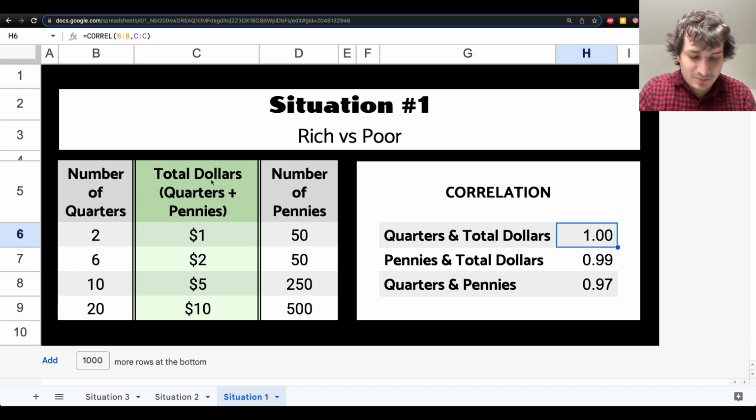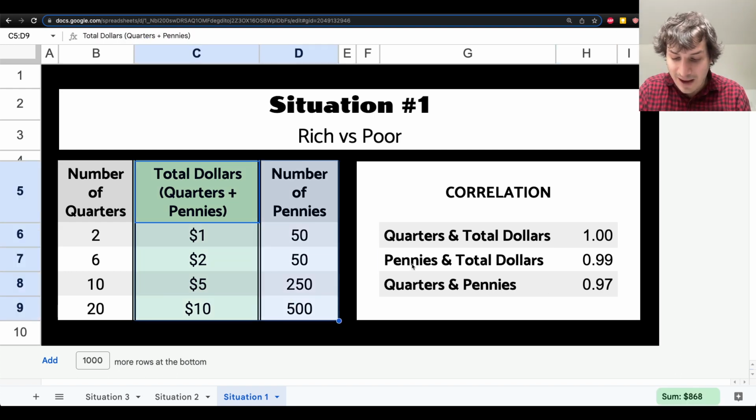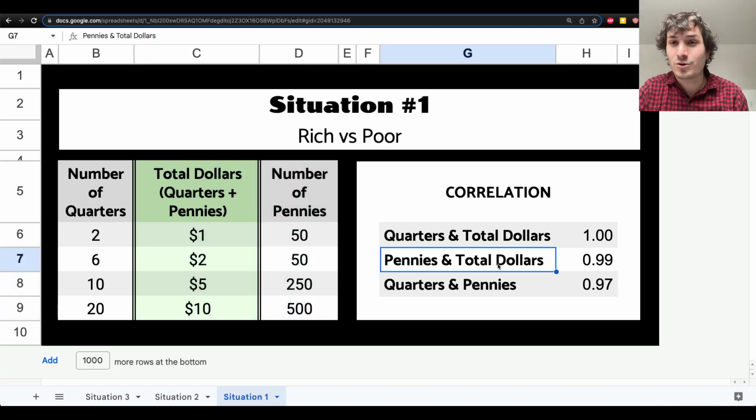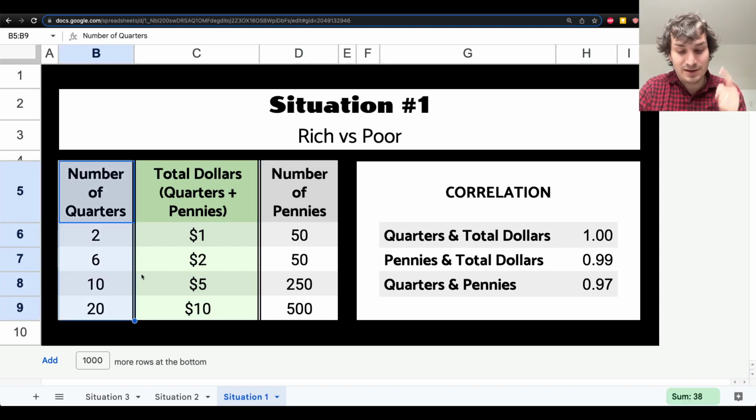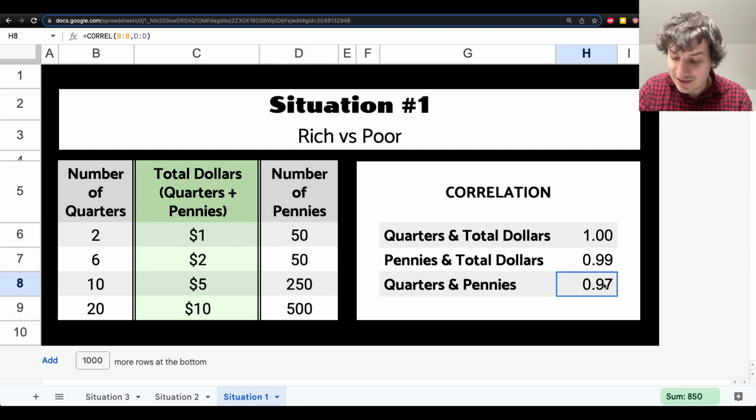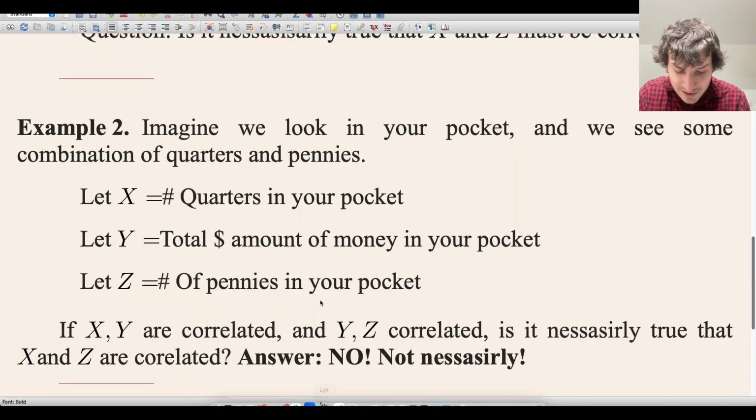Up to rounding errors, Y and Z, the pennies and the total dollars, are correlated with correlation 99%. And it turns out that if you calculate the correlation between number of quarters and number of pennies, it's 97%. So very highly correlated. This is what most people have in mind. And this kind of thinking is what leads to thinking that correlation is probably transitive.